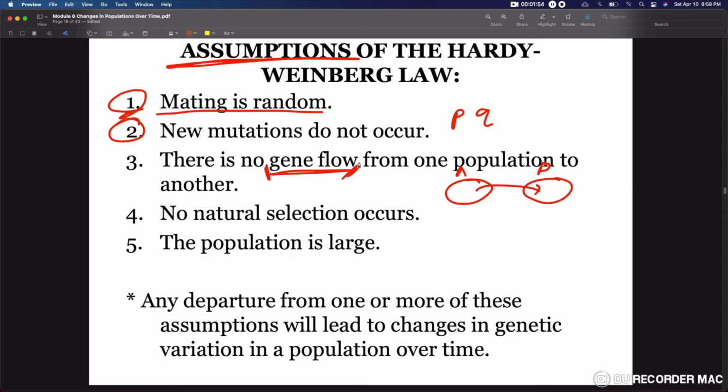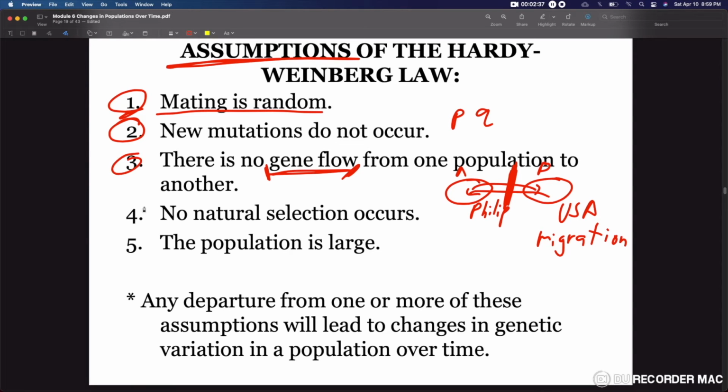Say for example, this is the Philippines. This is the USA. If there is gene flow, if there is migration from the Philippines to the USA, your Hardy-Weinberg won't work. Or maybe it will also go in this direction, but still that is migration. There is still gene flow. For your Hardy-Weinberg to work, there must be no gene flow, meaning they are completely isolated from each other.